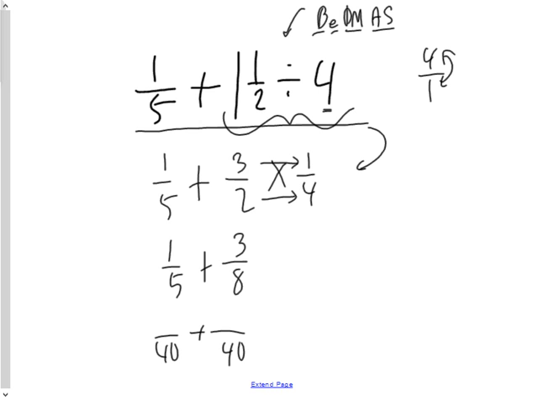But you can use 80, you could use 120, you could use a whole bunch of different numbers. 40 is the lowest one that we can use. And what we do then is we create equivalent fractions to each other. So 1/5 and 8/40 are the same value.